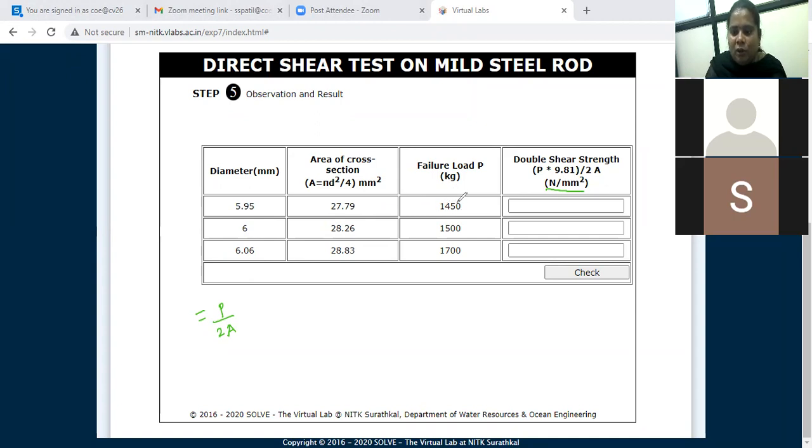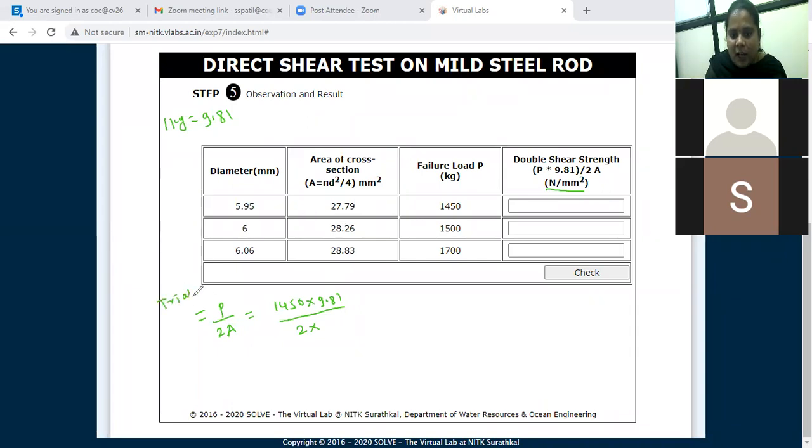So how to convert this load into Newton? Anyone please tell me. 1 kg is equal to how many Newton? I have already told you: 9.81. So here the load is 1450 kg and you have to convert it into Newton. So 1450 into 9.81, where 9.81 converts kg to Newton, divided by 2 into the cross-sectional area. Okay, this is for trial 1.